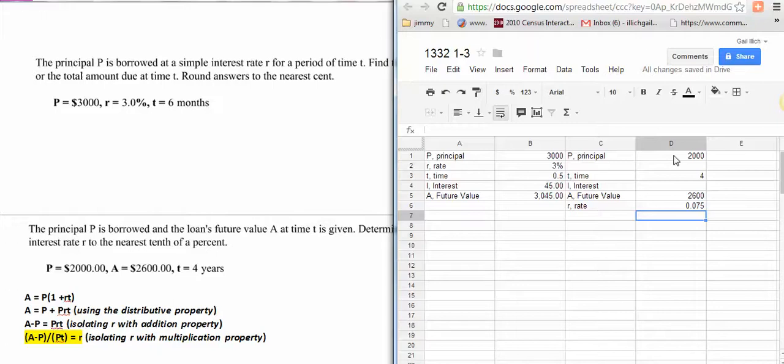Now, it gave me the interest rate as a decimal. If I want that as a percent, I can come up here and do this button, which will format it as a percent. And that's fun. Or you can just do it in your brain. So I think we get to practice that with another problem.